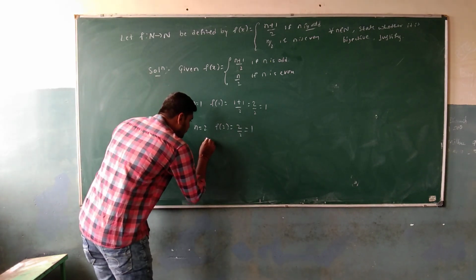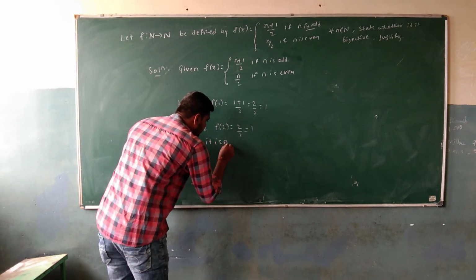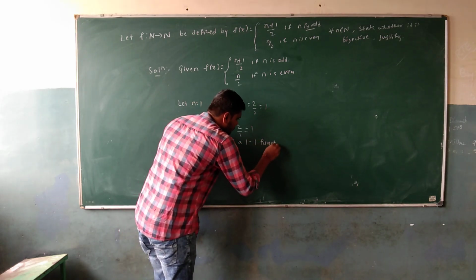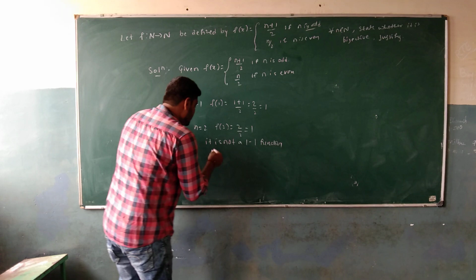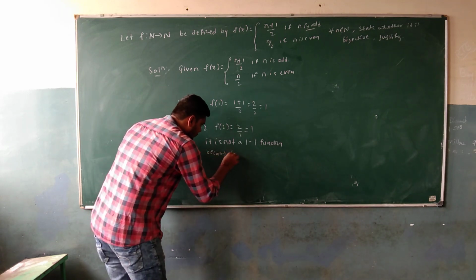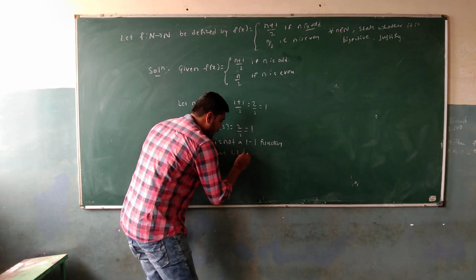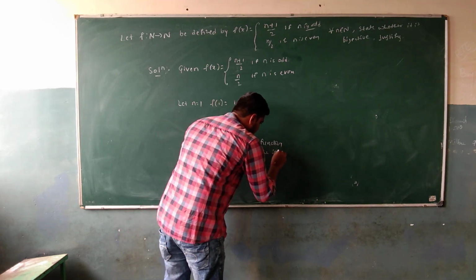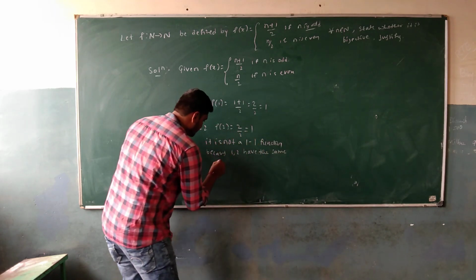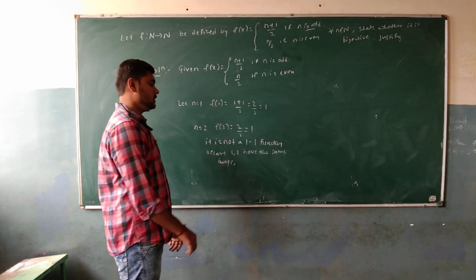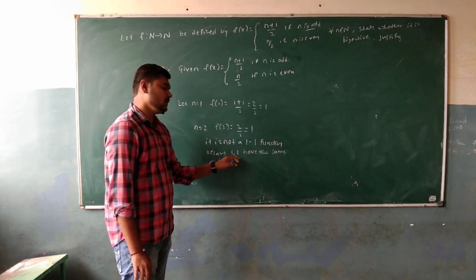It is not a one-one function, because 1 and 2 have the same image. So we can say that it is not a one-one function.